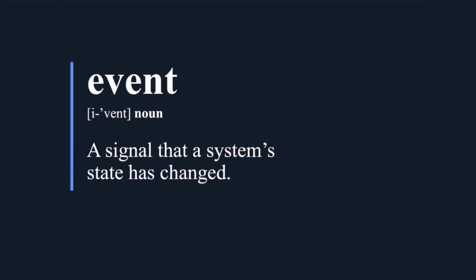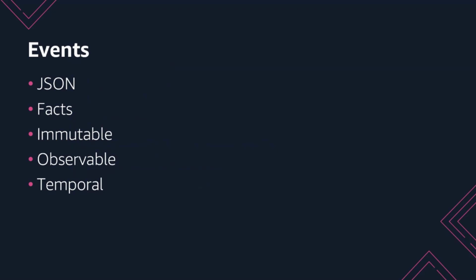Like we talked about before, in the simplest terms, an event is a signal that a system's state has changed. Events are represented as JSON, and the attributes of an event are that they are facts. They are also immutable, so once it's done, you can't unring the bell. For example, if a customer places an order and then cancels it, that's two separate events. Once the order happens, you can't undo it, so if you want to cancel it, you create another event. Events are also observable, so anyone who's authorized can watch an event.